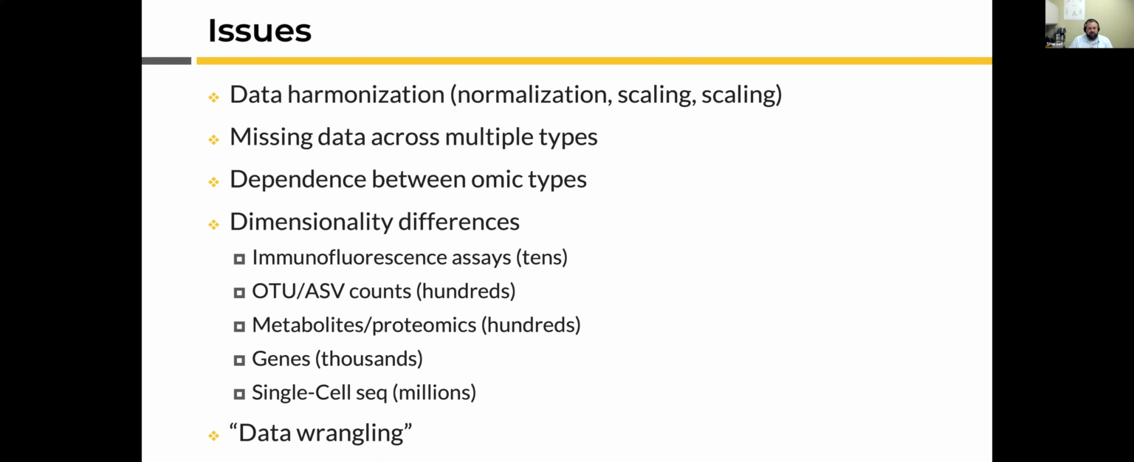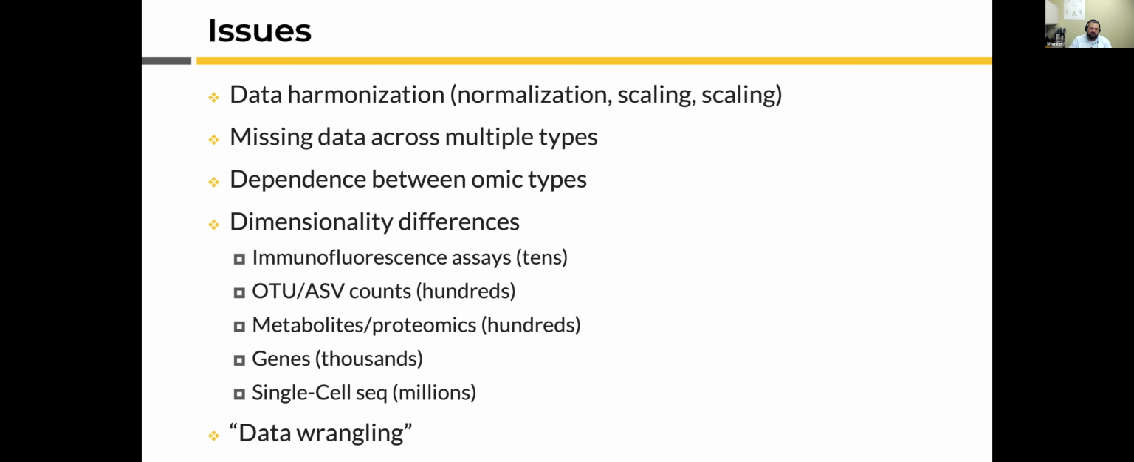One of the biggest issues is dimensionality differences. Immunofluorescence assays might have tens of measurements. Organism counts could have hundreds, sometimes thousands. Metabolites and proteomics, again, hundreds or sometimes thousands. Genes, thousands or tens of thousands, depending on what you're sampling. All the way out to single cell seq now, which gives you literally millions of measurements. These are massive scale differences if you're trying to compare single cell seq with immunofluorescence assays, for example.